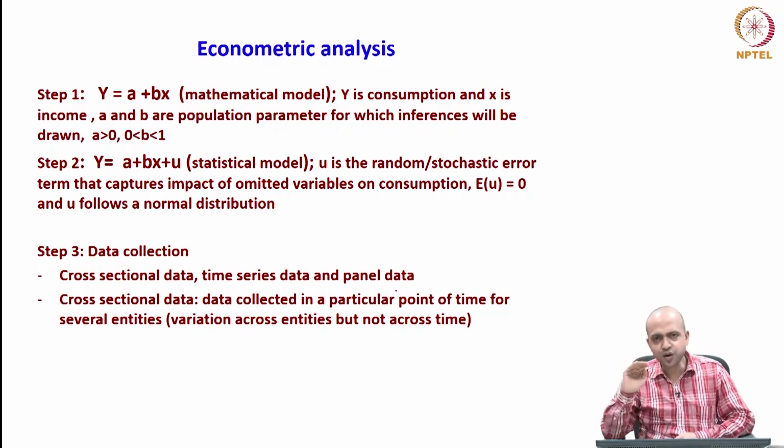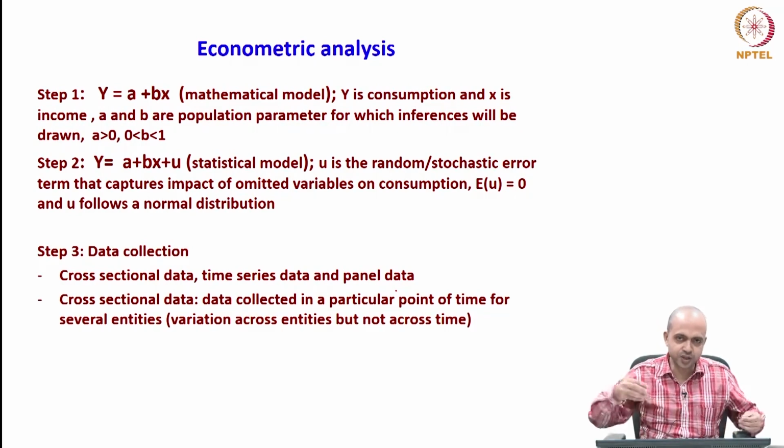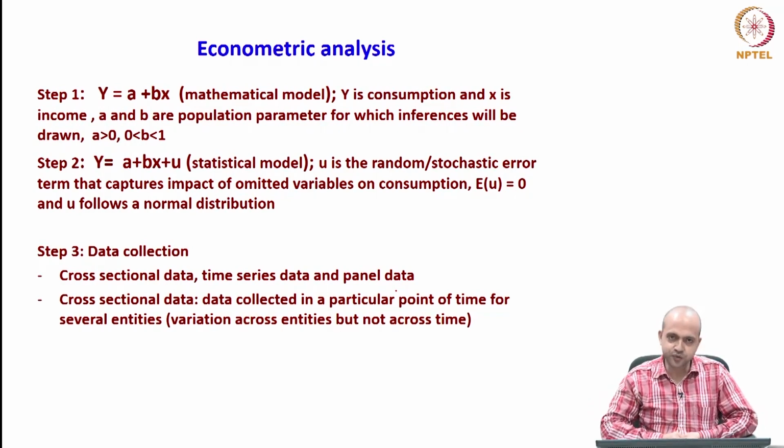But there is variation across individuals. Individual i might have 500 as consumption and 1500 as income. When you go to the jth individual, income is 2000 and consumption is 750. So, that means there is enough variation across individuals, but there is no variation across time. If that is the structure of your data, then that is called cross sectional data.